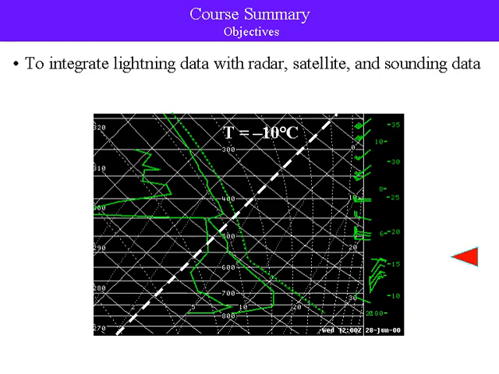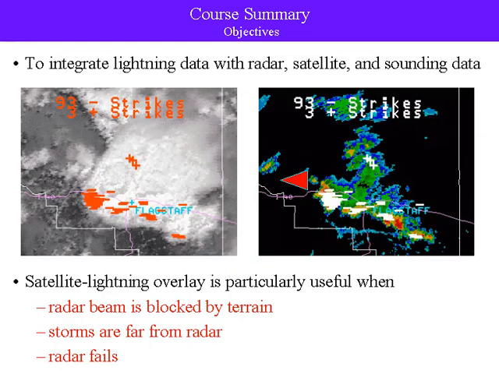When you take a look at a sounding, look for the minus 10 degree isotherm, see if you would expect updrafts above that level, and if so, then maybe there is a chance of seeing some CG lightning on that particular day. And finally, we talked about how to integrate lightning with different products. The satellite lightning overlay is particularly useful whenever the radar beam is blocked by terrain, the storms are far from the radar, or the radar goes away altogether, as was the case in the Des Moines, Iowa area.